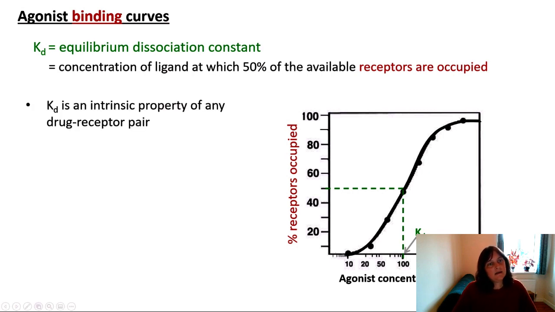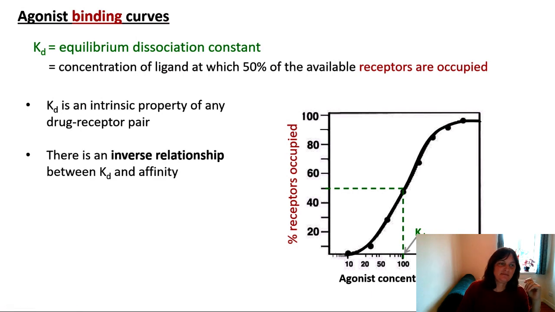So KD is an intrinsic property of any drug receptor pair. So any drug receptor pair has got a KD value. And there is an inverse relationship between KD and affinity. And I'll say more about this in the next slide.